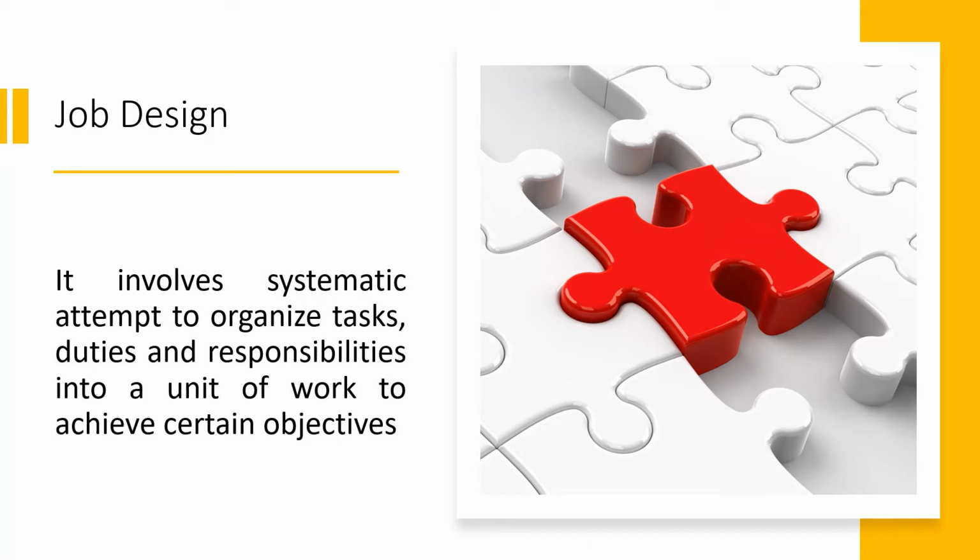It involves a systematic attempt to organize the tasks, duties, and responsibilities into a unit of work to achieve certain objectives. That means in the above case, if we have to apply job design, the human resource manager will look at certain things like the ergonomics of the kitchen. Next, have certain rubber mats, so that he realizes that a chef has to stand on his feet for longer hours and it should be very comfortable for him when he stands on the rubber mats.